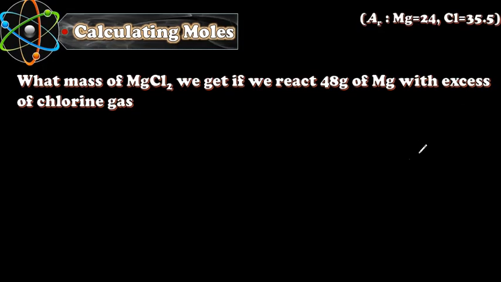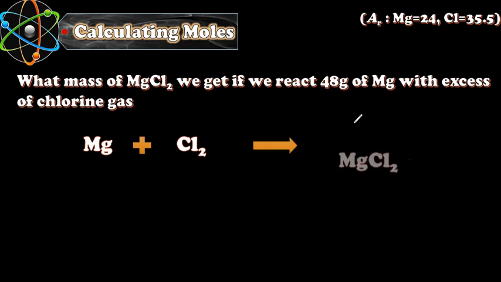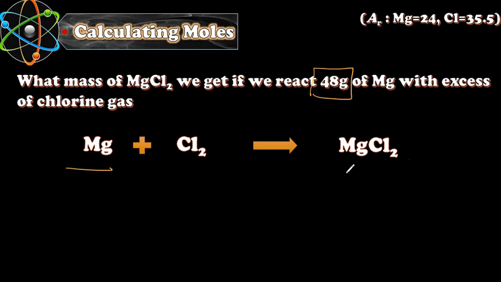Here we have a question: what mass of magnesium chloride do we get if we react 48 gram of magnesium with the excess of chlorine gas? The first thing here, we're going to write the chemical equation. Here we have magnesium plus chlorine, that gives you magnesium chloride. So if we use 48 gram of magnesium, how much magnesium chloride are we going to get? This is what the question says.